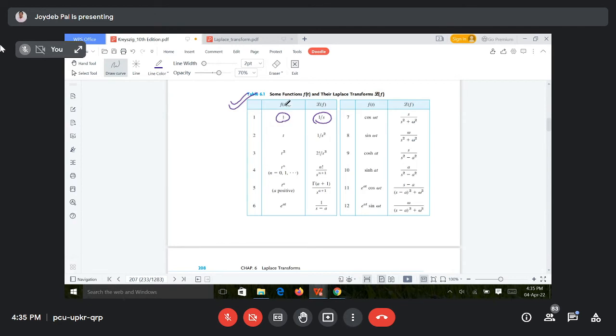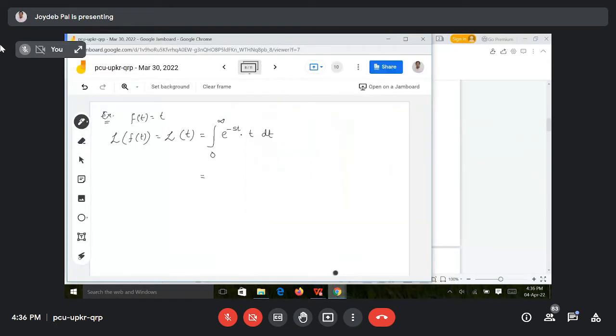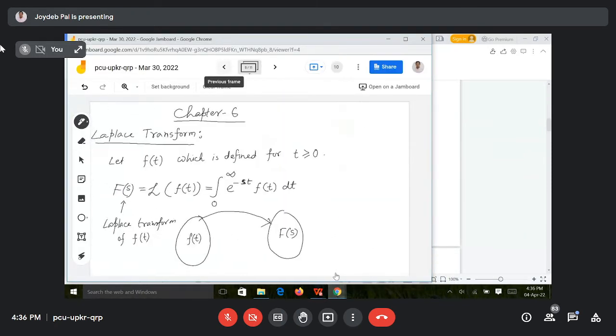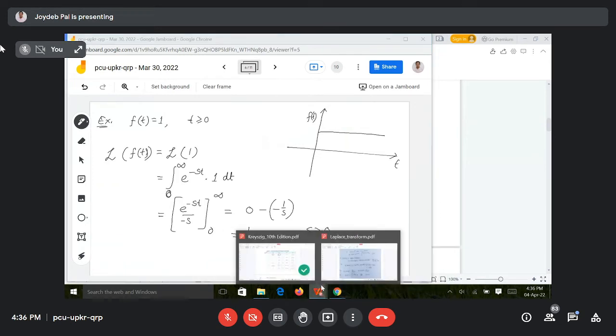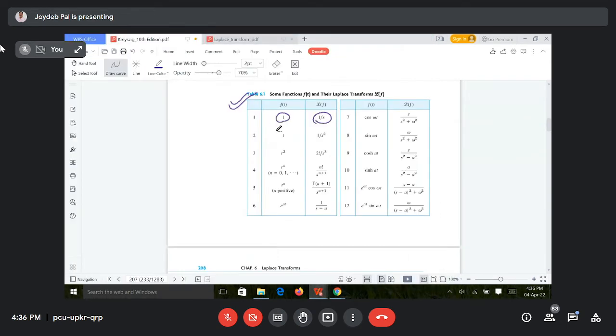If it is asked the Laplace transform of 1, it is 1 by s. I have shown it by integration, is it not? I have shown it from the definition also. If f(t) is equal to 1, what is the Laplace transform of f(t)? It is 1 by s. But whenever you are using that Laplace transform in a problem, no need to show that integration. Directly you can apply the Laplace transform of 1, that is 1 by s. Fine.